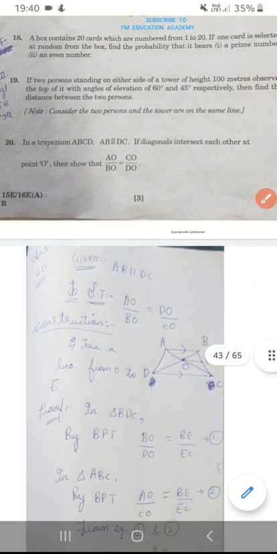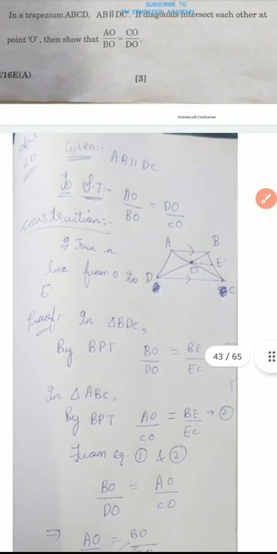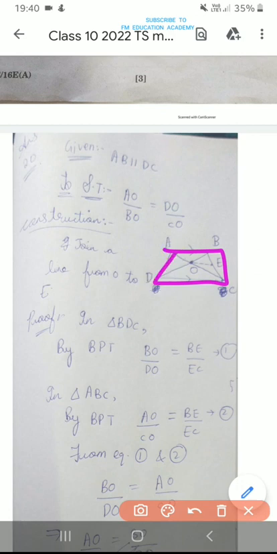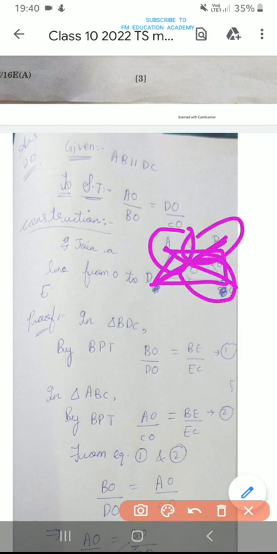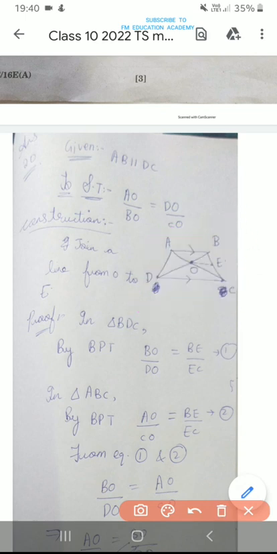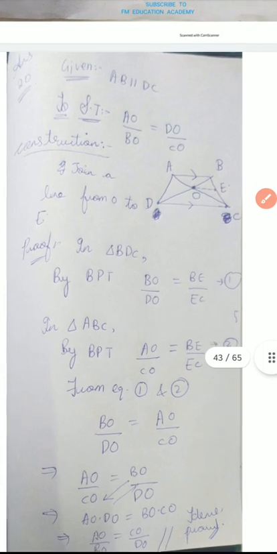Okay, here it is telling us that there is a trapezium ABCD and the diagonals are AC and BD, and I have to show that AO by BO is equal to CO by DO. Now this question was there exactly in the textbook in your exercise, and it is a very simple and short question which is asked for 4 marks.